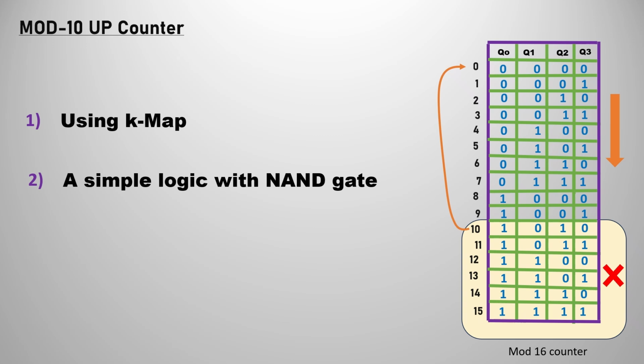If you observe, we are going up to 9 only. We are not using 10, 11, 12, 13, 14, 15. So we are going to have a truth table and a K-map. So let's see how to make the K-map.